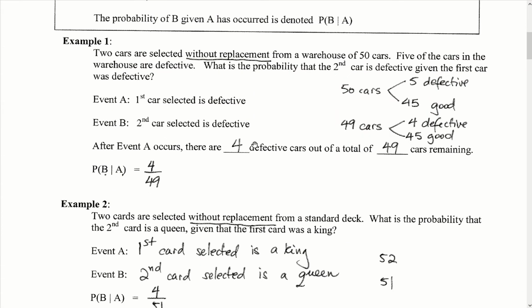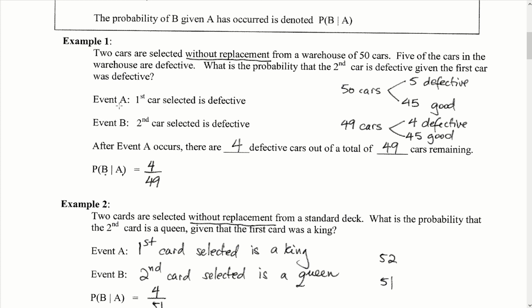Let's take a look at example 1. Suppose we have 2 cars that are selected without replacement from a warehouse of 50 cars. We know that 5 of the cars in the warehouse are defective. What is the probability that the second car is defective given that the first car was defective? One of the things that's going to be especially important in this entire chapter is picking up on the key buzzwords. All of the questions are going to be more or less of the form compute the probability, but when you hear that buzzword given, that's what makes it a conditional probability.